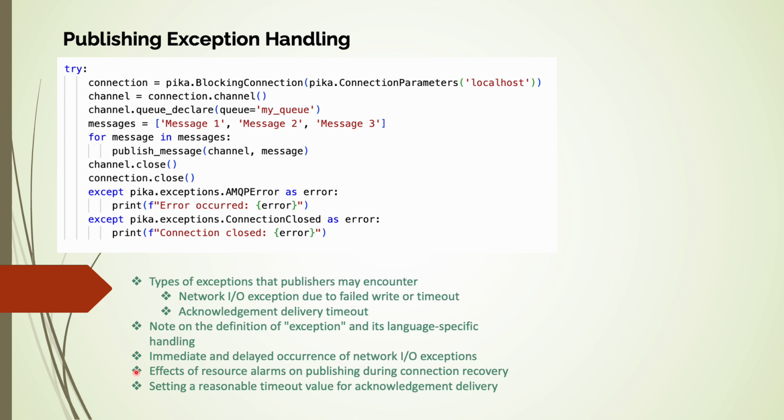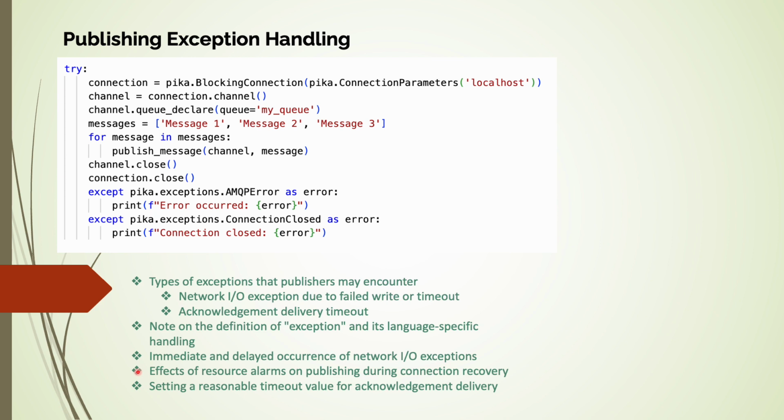Effects of resource alarms. Resource alarms can impact publishing by blocking the connection. When a resource alarm is triggered, further publishing attempts will fail until the alarm condition is resolved. It is essential to understand the specific effects of resource alarms and implement appropriate handling mechanisms to ensure smooth publishing operations.